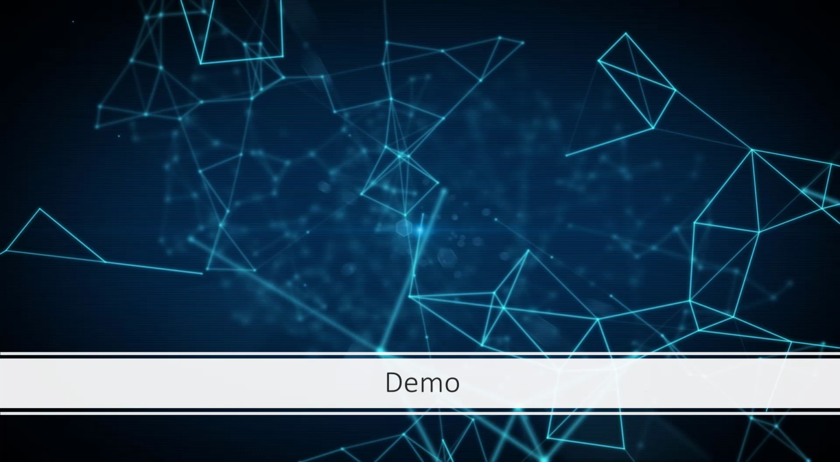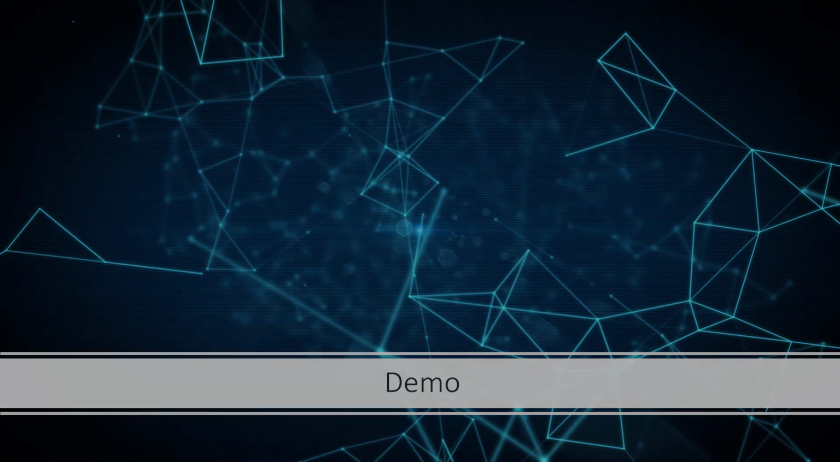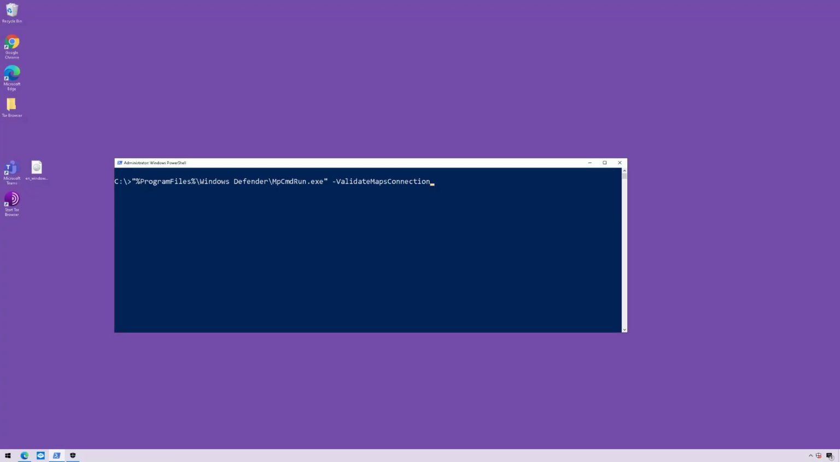Let's jump into a demo and see what this looks like in real life in action. The first thing I'm going to do is test network connectivity to make sure we can contact the Microsoft Active Protection Service, or the Intelligent Security Graph, or just the cloud. So we're going to run a quick command. We can indeed establish network connectivity, so that's good to go.